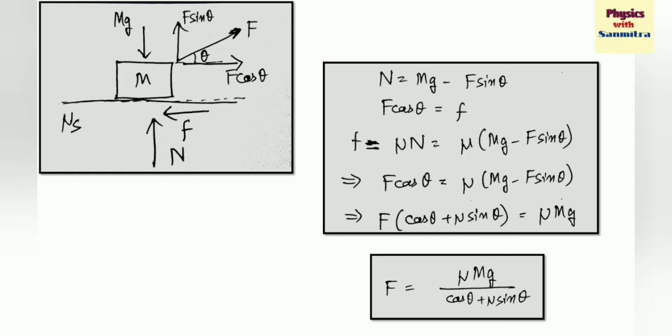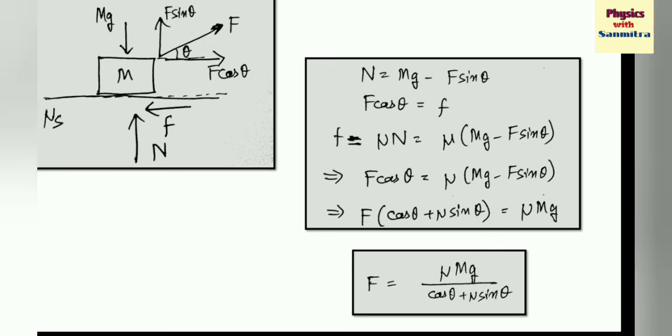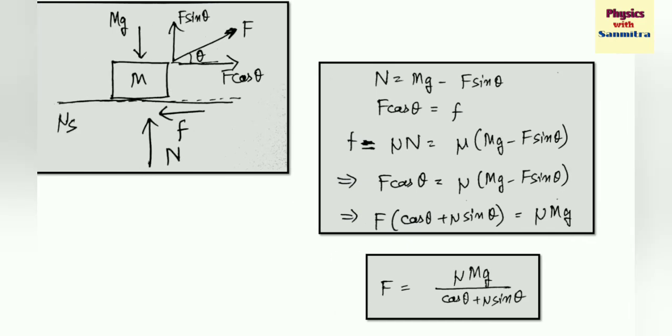This is the limiting value. This is the minimum value of F we have to provide, and if you provide greater than this, then the object will start slipping. So this was another application of friction force.